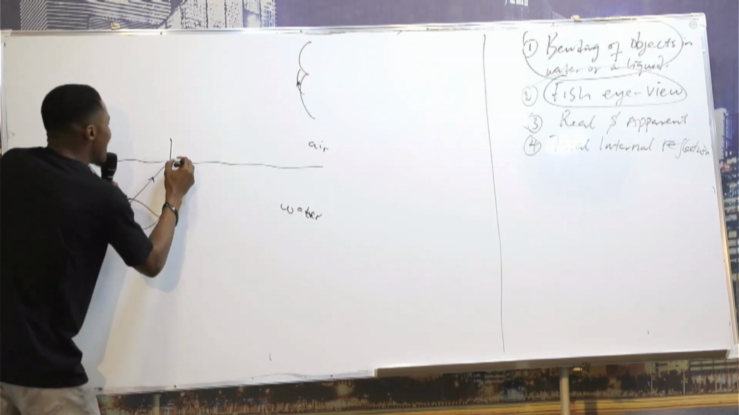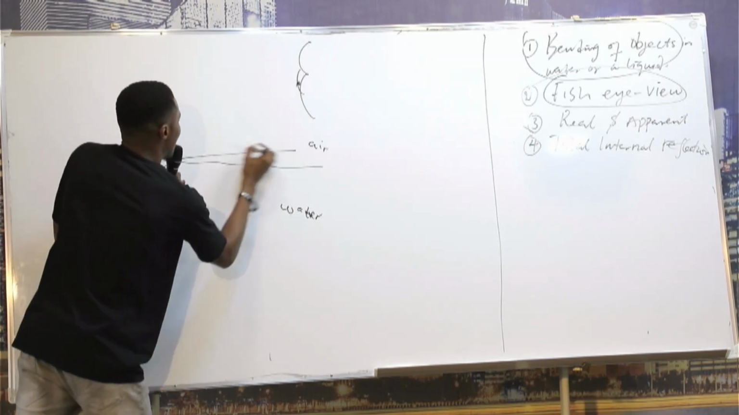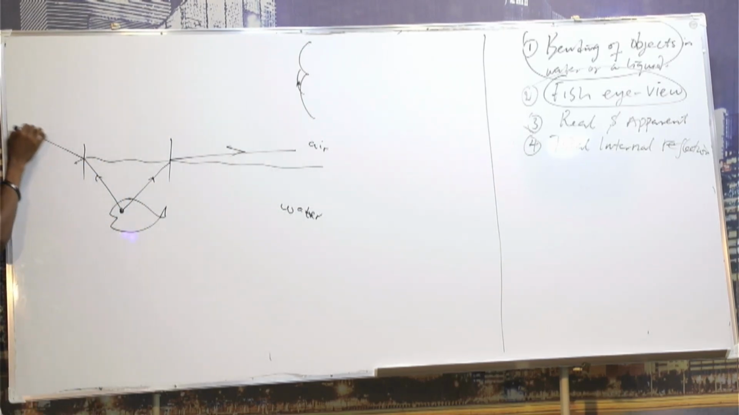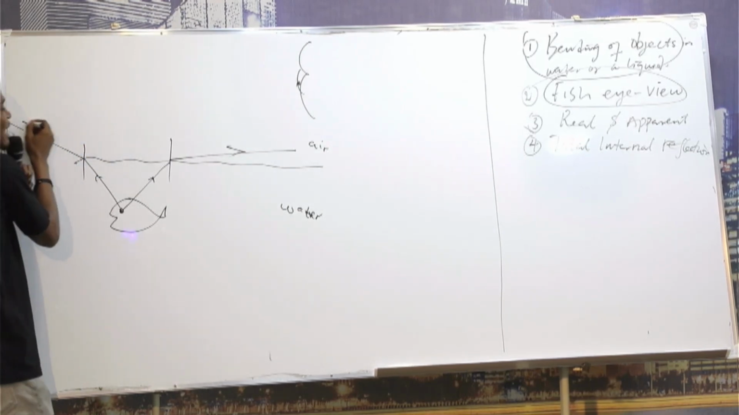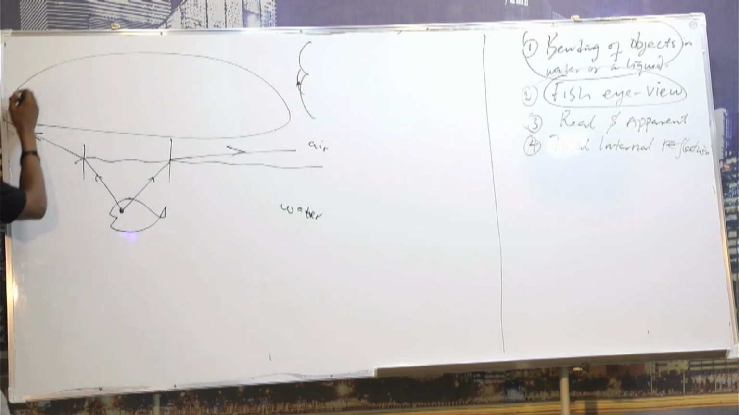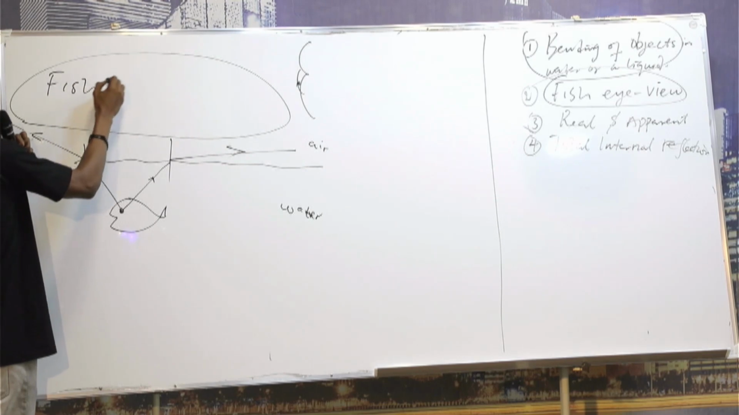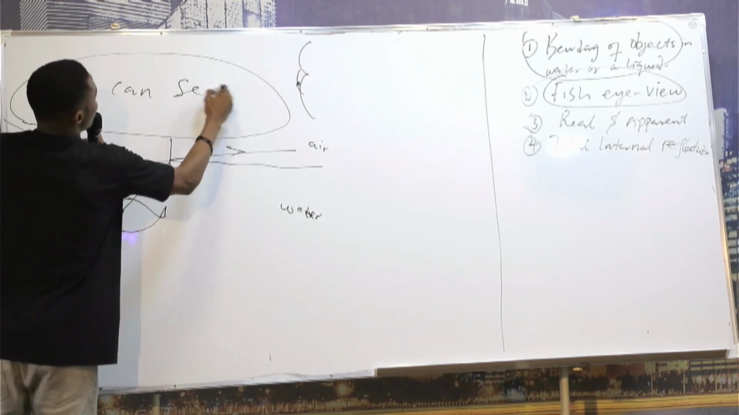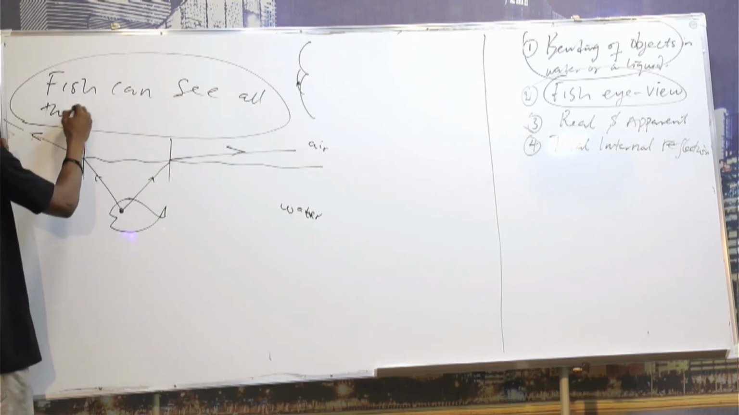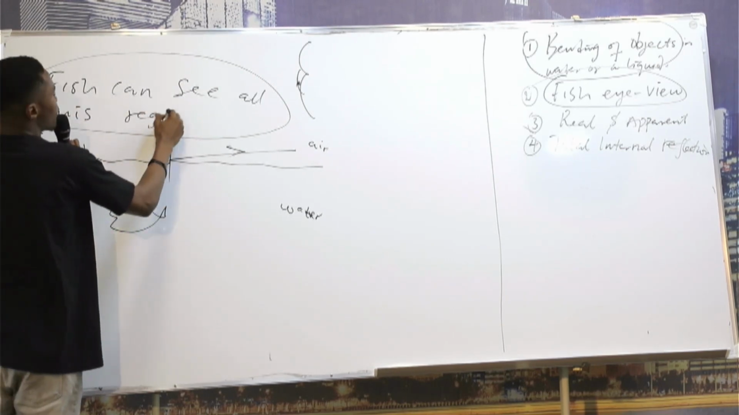Now, it normally refracts away. Now, look at how it will look. So once it comes out, look at how the rays of light will look. It will look like this. You see that all this region, the fish is able to see it. So fish can see all this region.